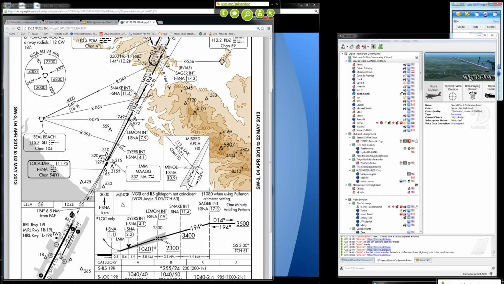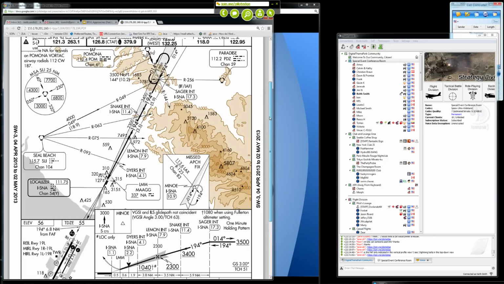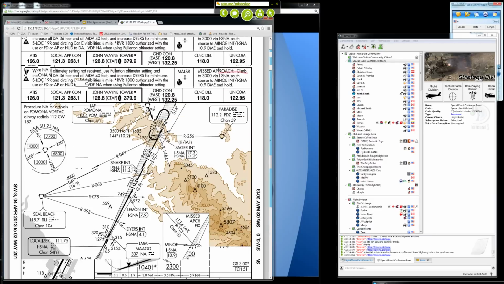And missed approaches are customized for every approach. And so you really do have to brief the approach to find out what it is you'll be doing. Some of them involve a turn, some of them involve flying a heading for a bit. This one is relatively simple. And the missed approach segment is defined in two places on this chart. The detailed version, the fully described missed approach procedure, is up here.